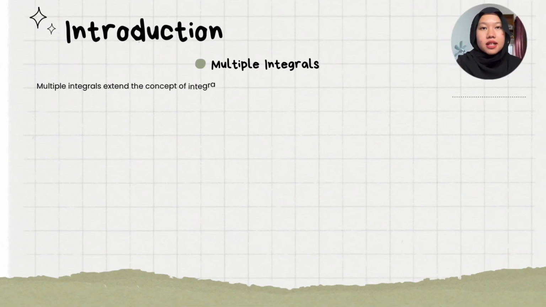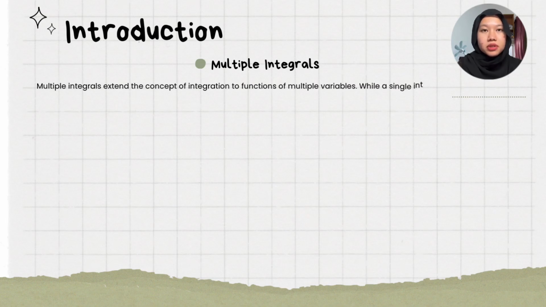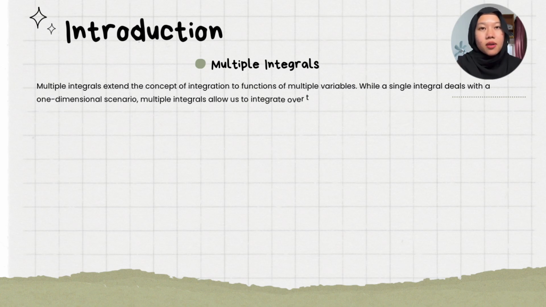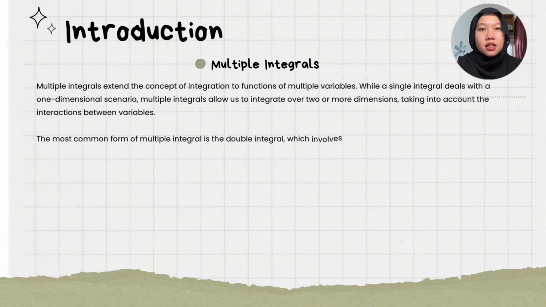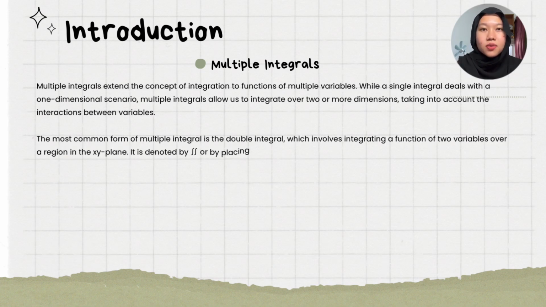Multiple integrals extend the concept of integration to functions of multiple variables. While a single integral deals with a one-dimensional scenario, multiple integrals allow us to integrate over two or more dimensions, taking into account the interaction between variables. The most common form of multiple integral is the double integral, which involves integrating a function of two variables over a region in the xy plane.